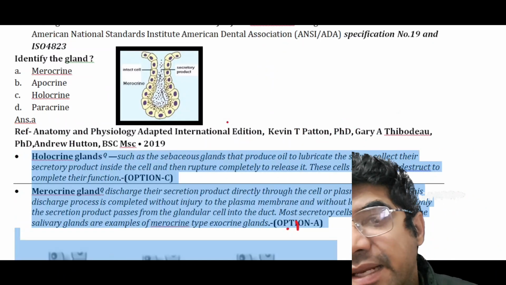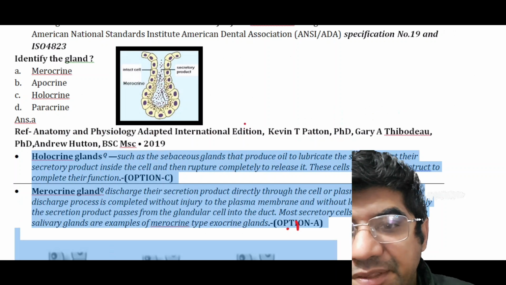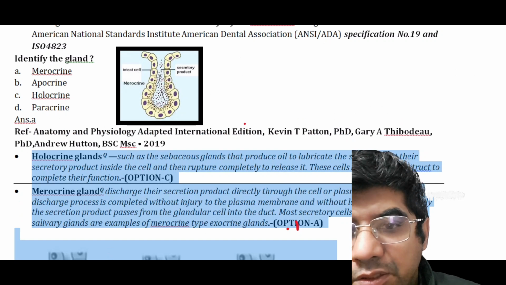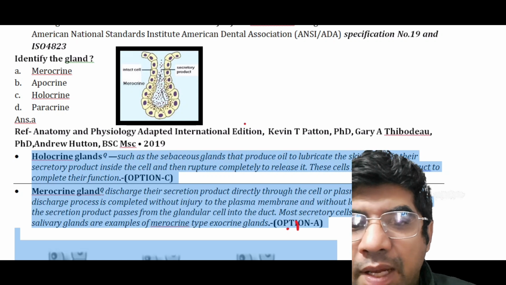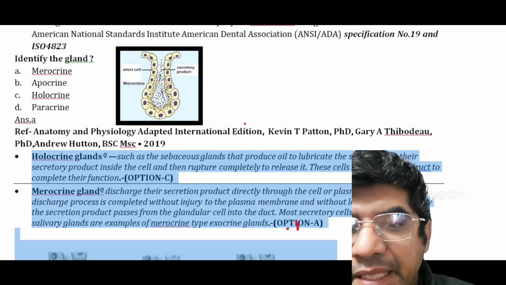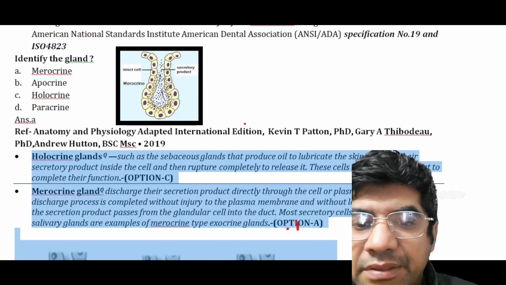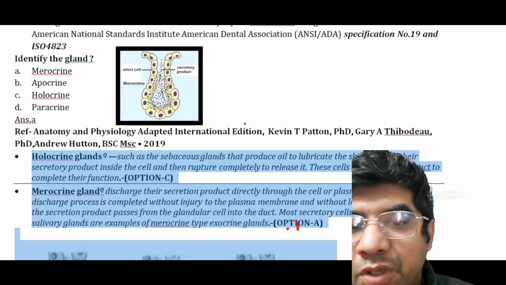Identify the gland. Well, it's the holocrine gland. These glands, like the sebaceous gland, produce oil to lubricate the skin. The cells in a holocrine gland collect their excretory products inside and then burst open to release them. So it's like a cell self-destructing to get the job done.